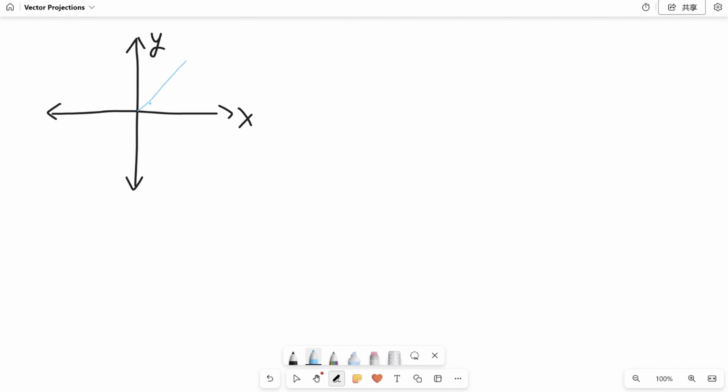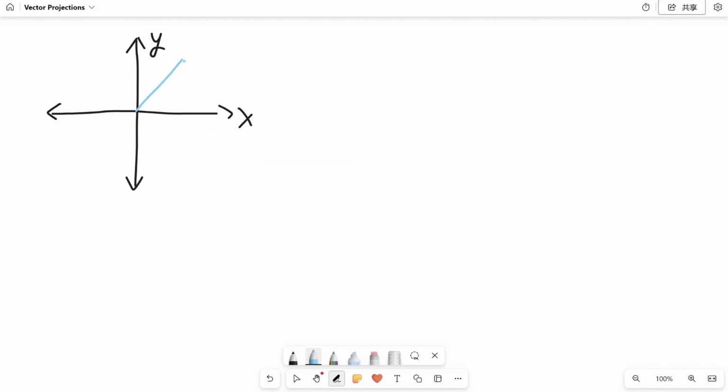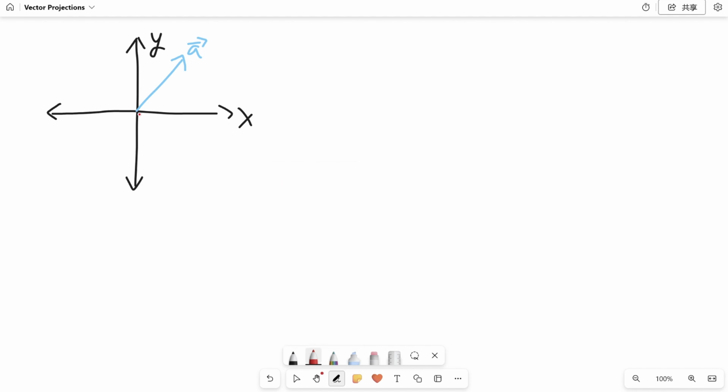Vector 1, or vector A, let me just call that vector A, is going to be in the first quadrant. So that's vector A. And then vector B is still going to be in the first quadrant for simplicity's sake. That's vector B. And then I'm going to call the angle between vector A and B theta.